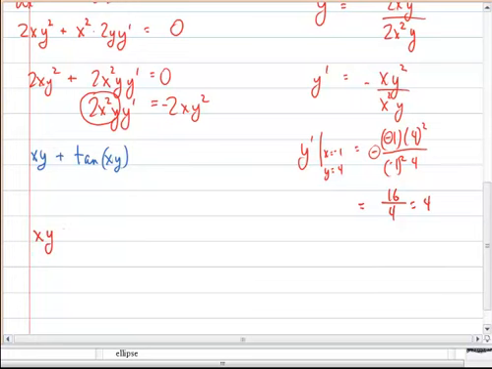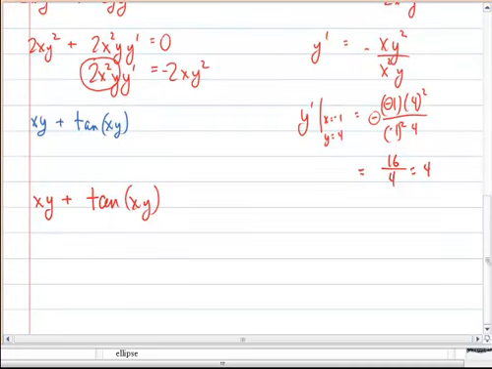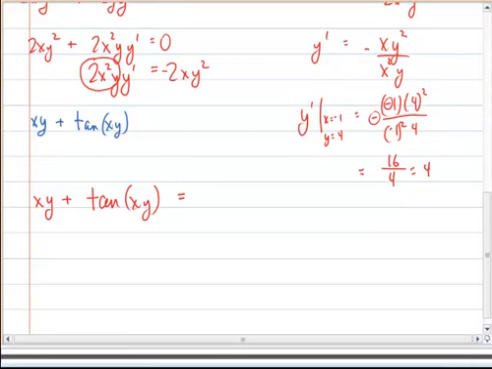xy plus tan of xy, when we take the derivative of that, I think I forgot something in this equation. I should have equals, I don't know, 3. So this one we just want to find the derivative. So the homework for this is find y prime.